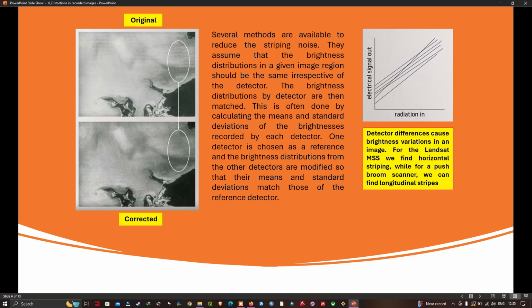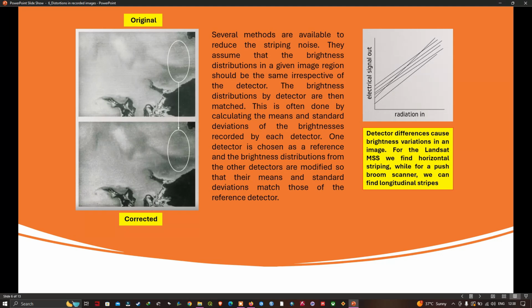How can we reduce the line striping distortions caused by a mismatch in the sensor characteristics? A simple method is to compute the histograms of the signals recorded by each individual detector and then match the means and the standard deviation of those histograms. We will not go into details here, but it is a fairly simple process and often employed in practice when we get to image contrast modification. In our upcoming videos, you will be able to see how this is done.